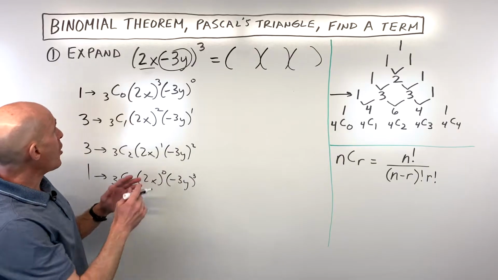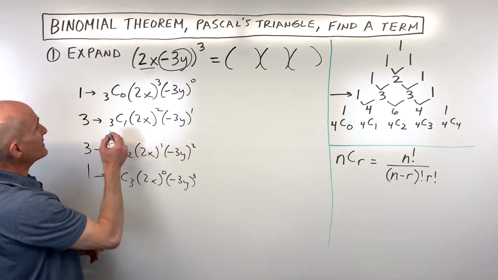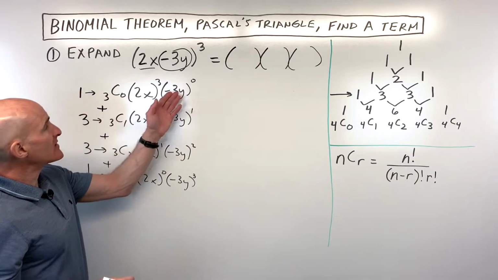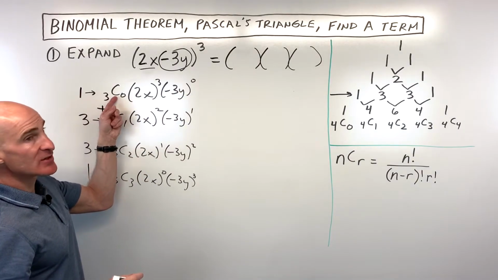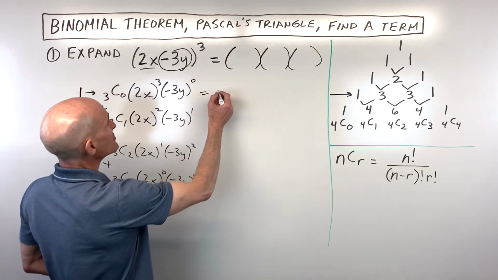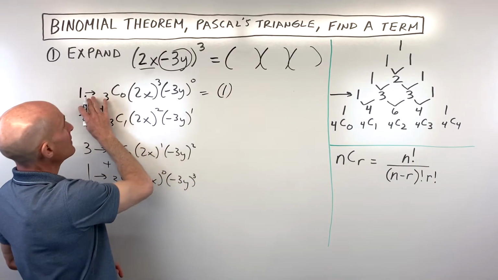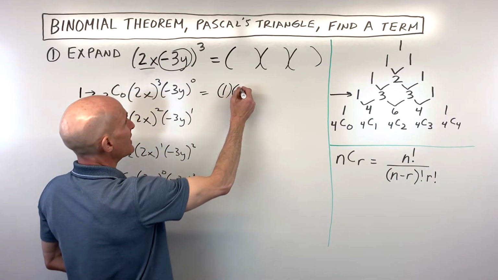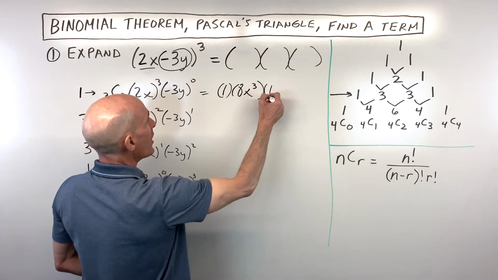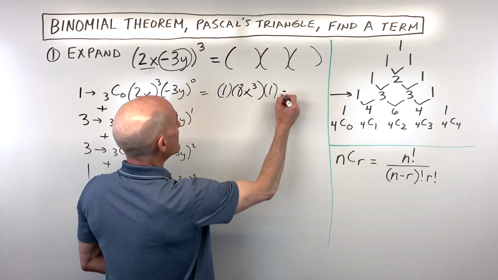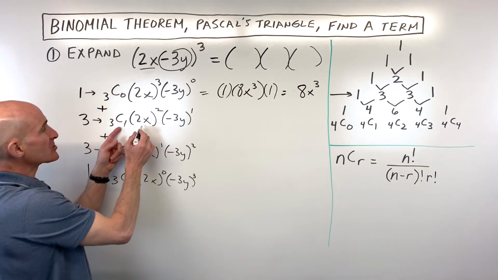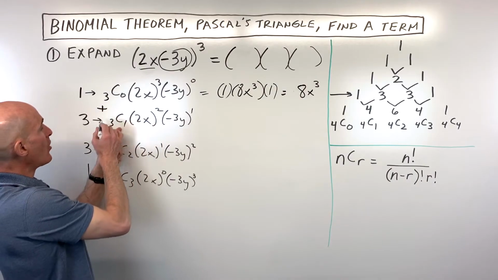Now all these terms are going to be added together. So just think of a plus sign between all of these terms. Let's go ahead and simplify. So we have 3C0, which is 1, times 2x to the 3rd power. So this is coming out to 1. 2 cubed is 8, so this is 8x cubed. And anything to the 0 power is 1. Okay, so if we simplify that, this comes out to just 8x to the 3rd power. Okay, the next term, we have 3C1, which is 3.